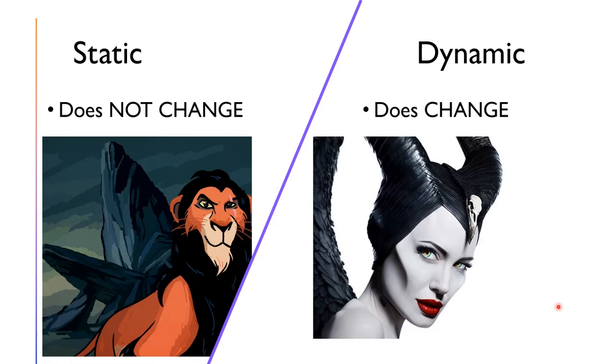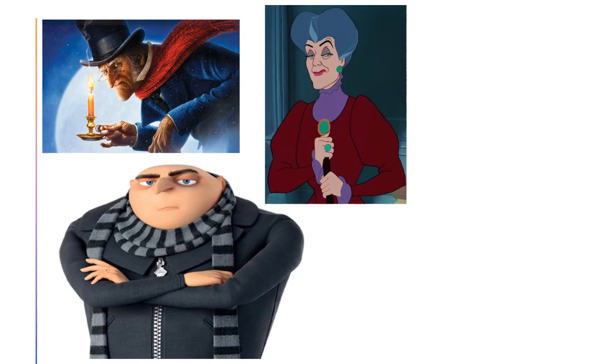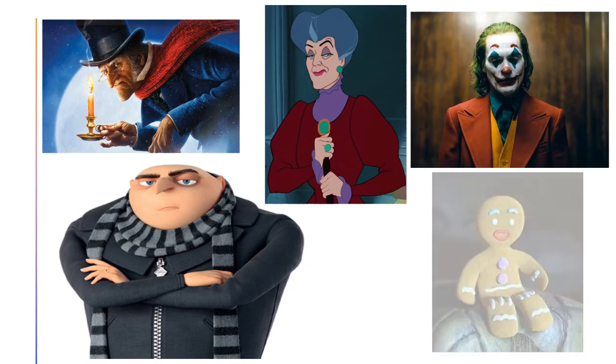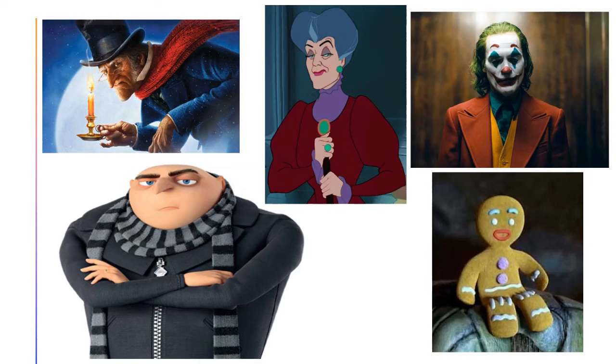Now, going back to our characters earlier, we have Scrooge, Gru, this stepmother, Joker, and we have the gingerbread man. We can say that in this set of characters, Scrooge is dynamic or static? Scrooge is a dynamic character because at first he hates Christmas so much, and then later on he changed and he grew to have warm hearts, warm feelings about Christmas, and he started accepting Christmas. So Scrooge here is a dynamic character.